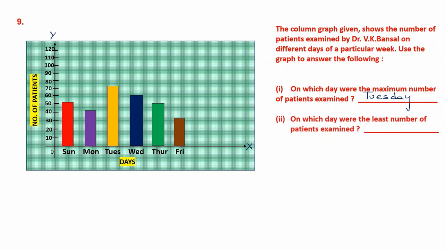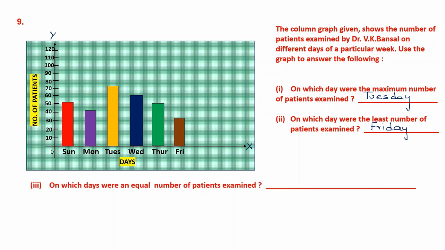Second one, on which day were the least number of patients examined? Look for the smallest bar. So the smallest bar, as you can see, is Friday. The brown one, this is the smallest bar. So that means on Friday, the least number of patients were examined. So that is Friday.